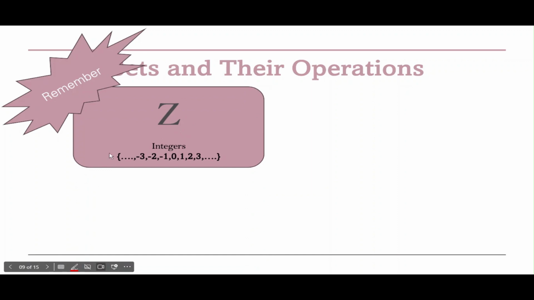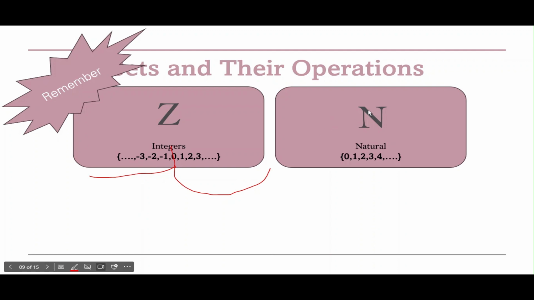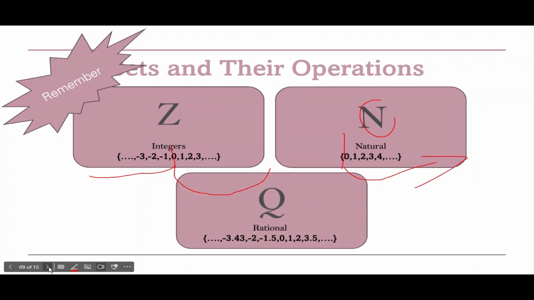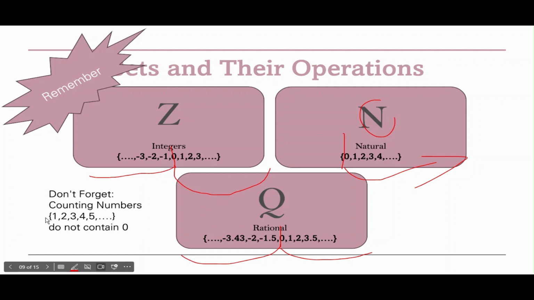Should remember that integers, 0 is the king. From the left, negative numbers and so on. From the right, positive numbers and so on. Natural begins with 0 and so on. Positive numbers and so on. Rational begins from 0, negative numbers and so on, positive numbers and so on, in addition to fractions and decimals. Don't forget counting numbers do not begin with 0, no 0 here, and you just continue with positive numbers.